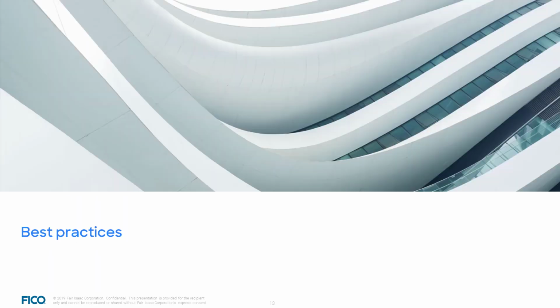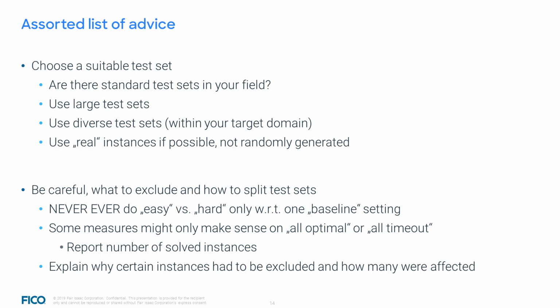Coming to an end, let's talk about some good practices to follow when conducting computational research. Even if it might be hard to follow all of them, it is worth striving for as many as possible. A first important point is to choose a suitable test set. One should always check whether there are standard test sets for the particular research field. For example, for experiments with general MIPs, the MIPLIB is the way to go. When studying a particular kind of problems, for example vehicle routing problems, one should look for a suitable public test set in that field.